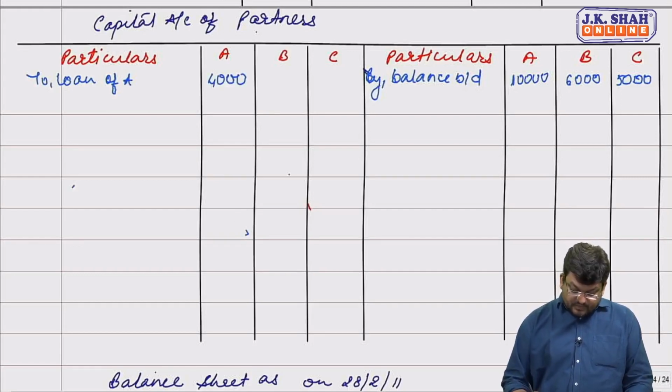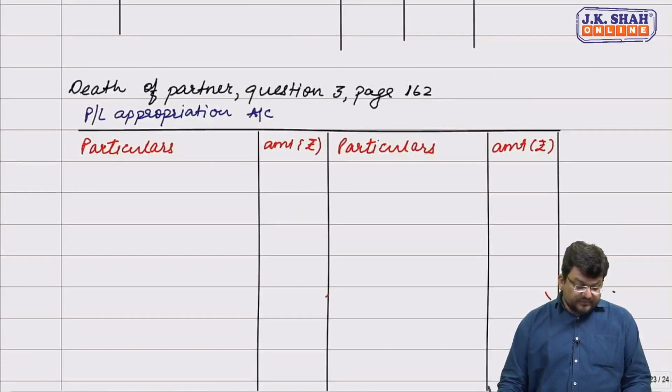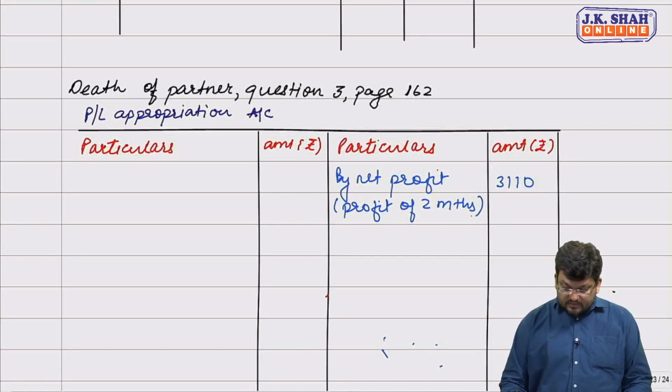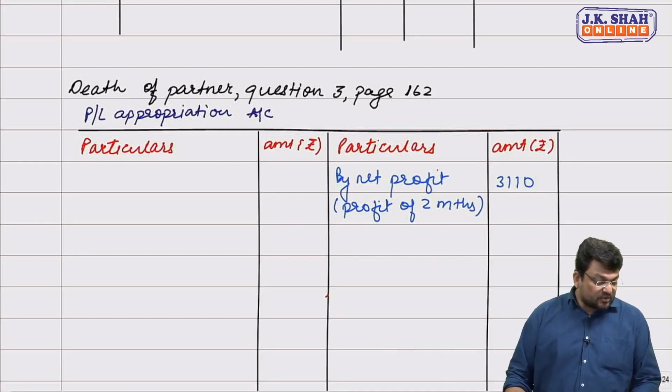Yes sir. Now since profit is before appropriation, we are preparing a P&L appropriation account also. Net profit as per P&L account is 3,110. This is profit of 2 months. Correct? Yes sir. Now what is to be given to A? How is this profit to be distributed?